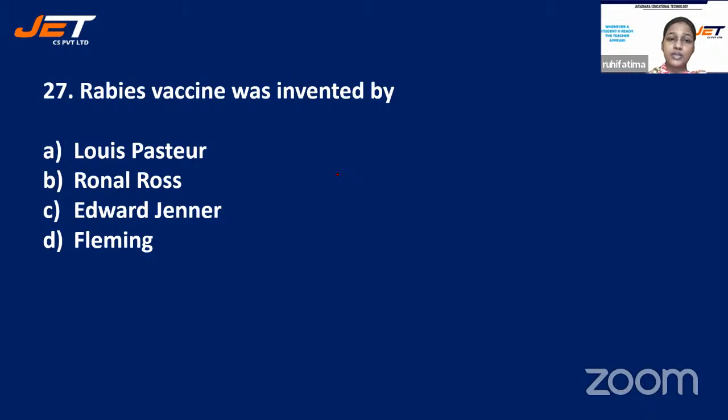Rabies vaccine was invented by who? Louis Pasteur, Ronald Ross, Edward Jenner, or Fleming? Come on, students. How many of you know about this? The correct answer is Louis Pasteur. Those who have written option A, they are right.